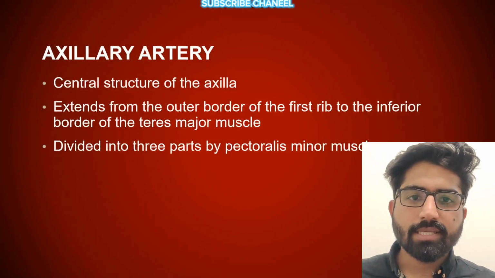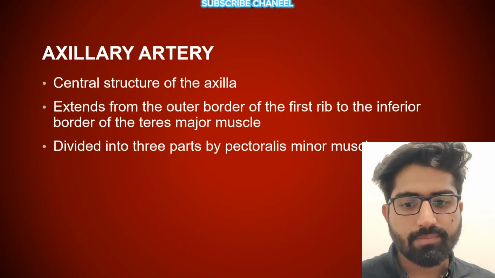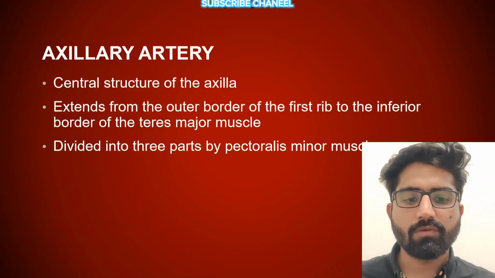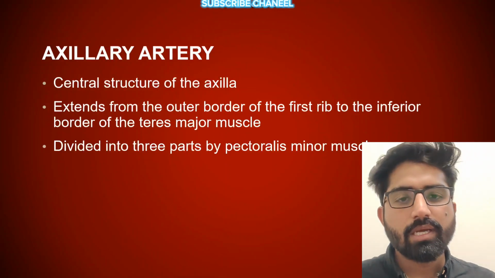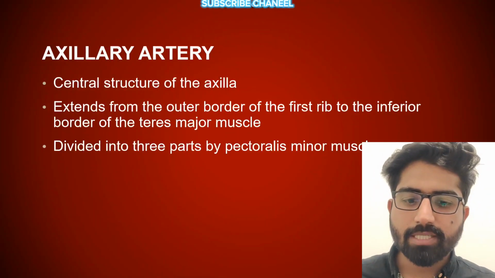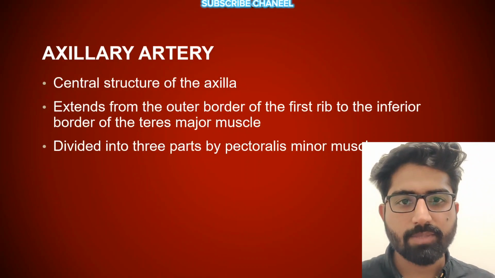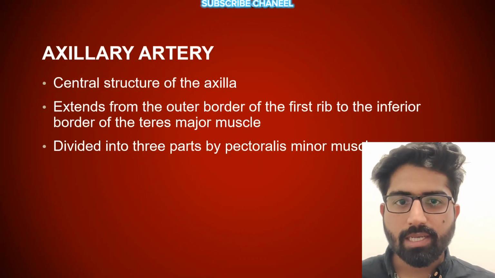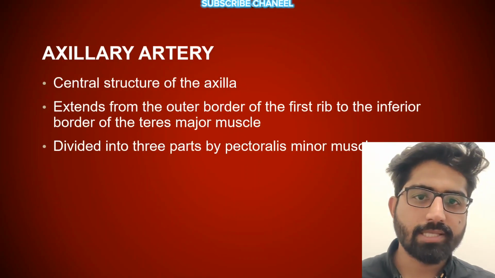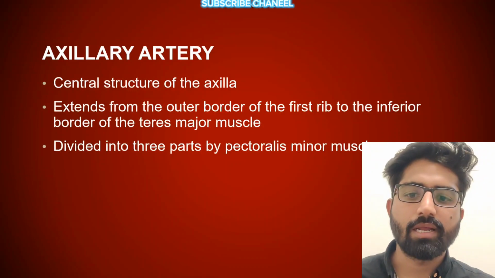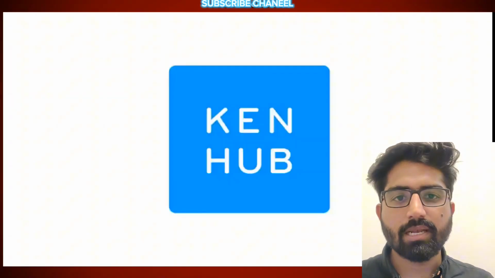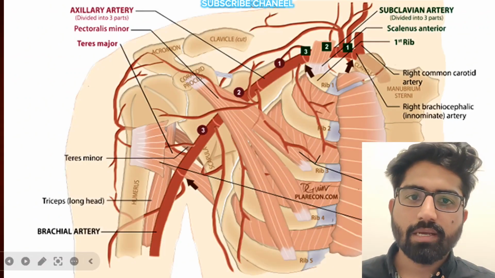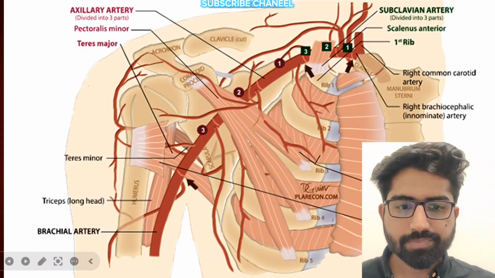Now, the axillary artery is the central structure of the axilla. It extends from the outer border of the first rib to the inferior border of the teres major muscle. It is divided into three parts by the pectoralis minor muscle. In the subclavian artery, the anterior scalene muscle divides the artery, but in the axillary artery, the pectoralis minor muscle divides it into three parts.